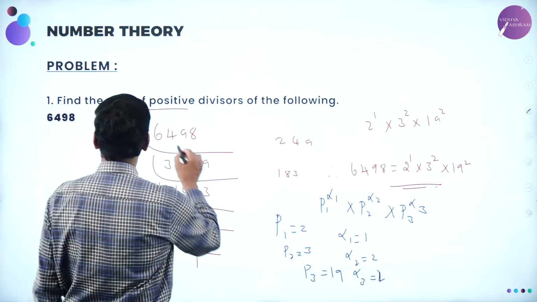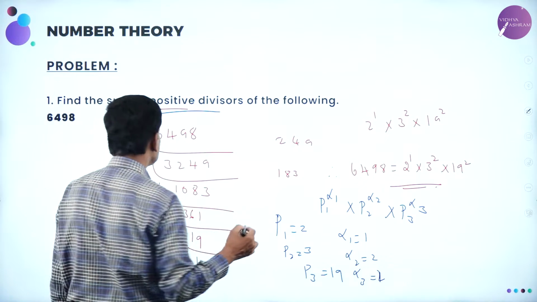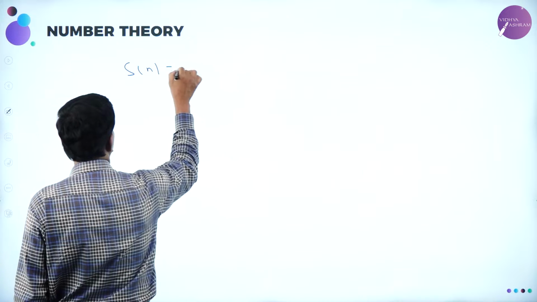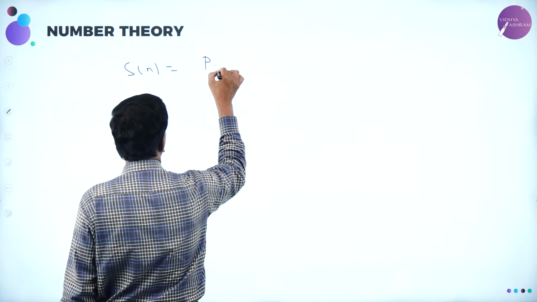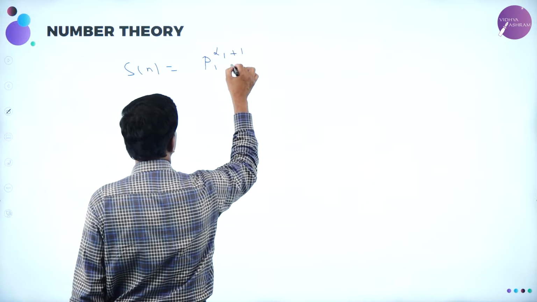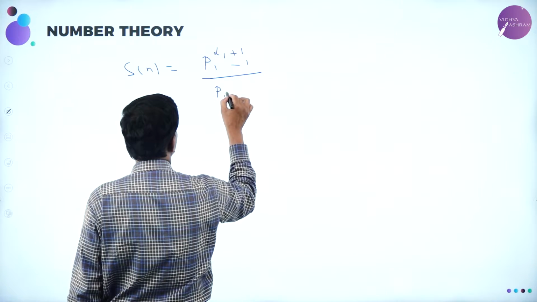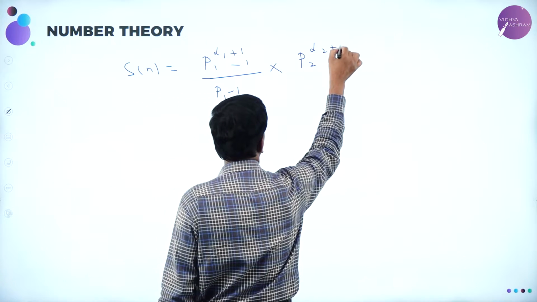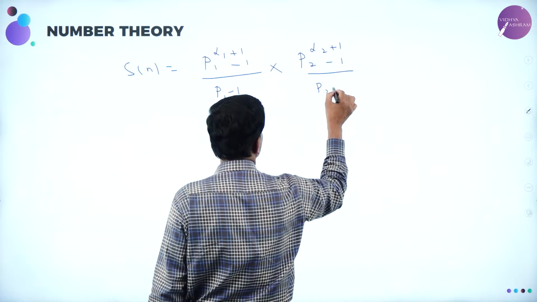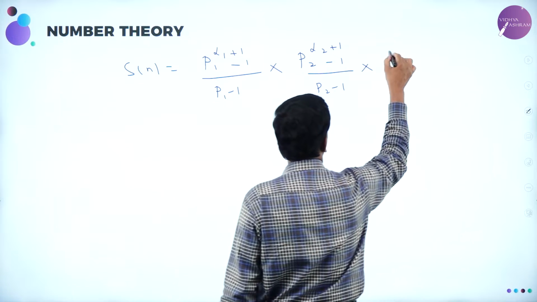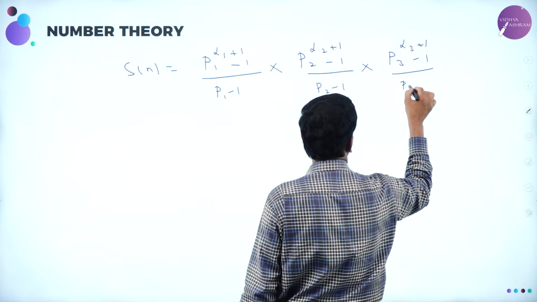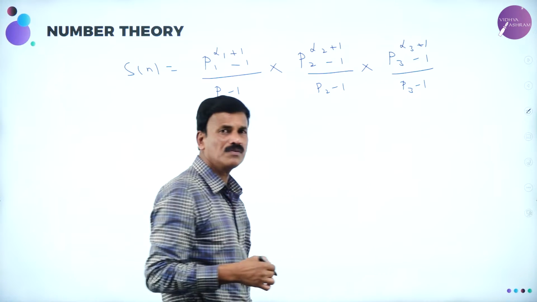Now, what is required is to find the sum of positive divisors. So, the sum of positive divisors is given by S of n. S of n is equal to, you know the formula, (P1 to the power of alpha 1 plus 1 minus 1) divided by (P1 minus 1) into (P2 to the power of alpha 2 plus 1 minus 1) divided by (P2 minus 1) into (P3 to the power of alpha 3 plus 1 minus 1) divided by (P3 minus 1). This is the formula we are going to use.